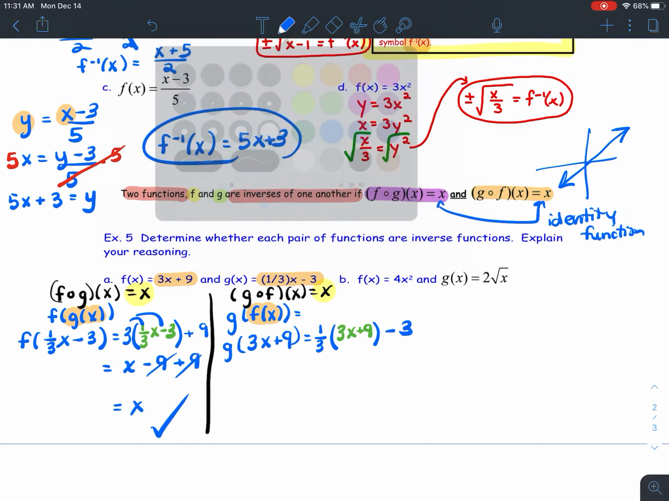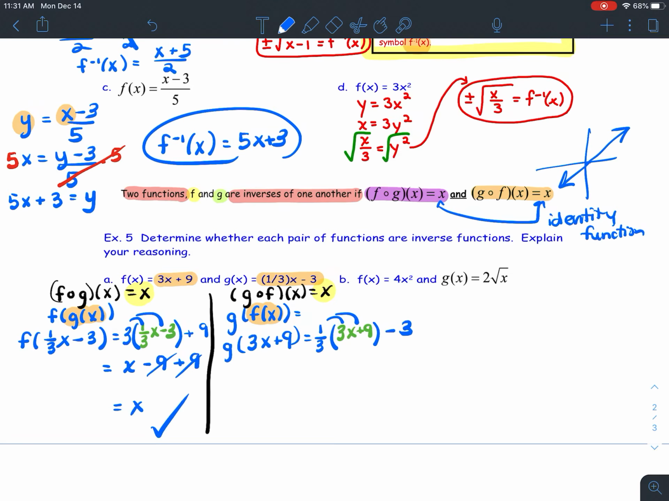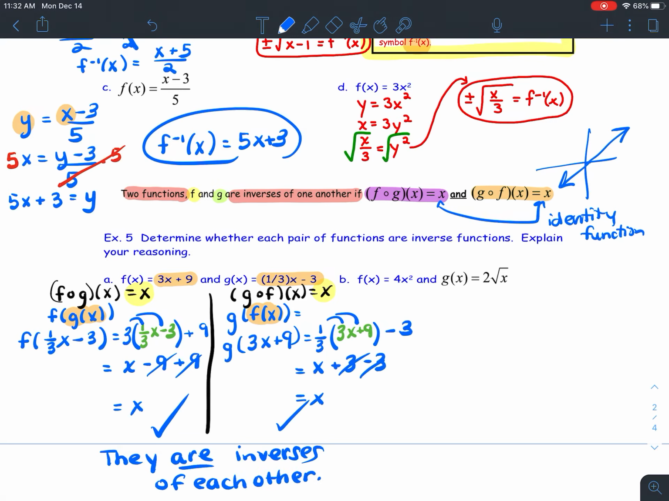Okay, we're now going to simplify and see if this also comes out to be x. 1/3 times 3x is x. 1/3 times 9 is 3. Then we have this minus 3. Aha! So this also comes out to be x. So my conclusion is they are inverses of each other.